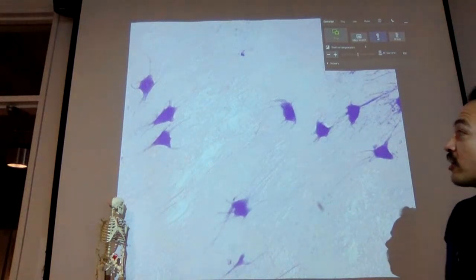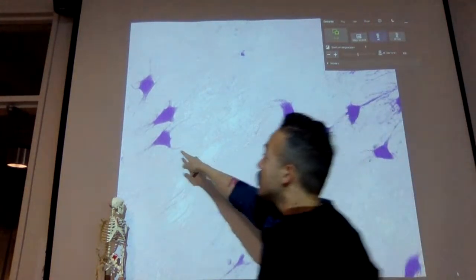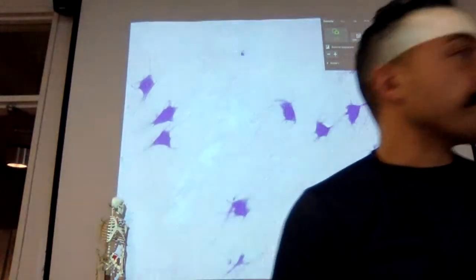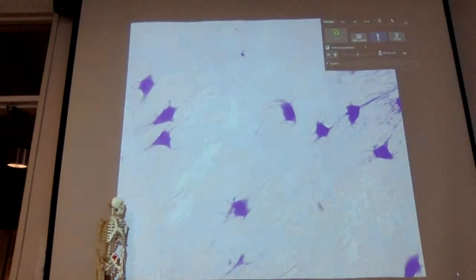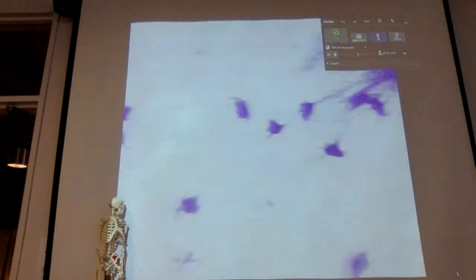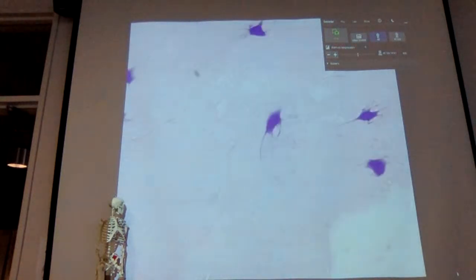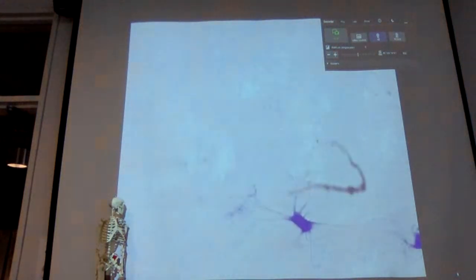You can see how big they are and how branched they are. You can see extensions at these different parts. Let me move around a little bit more. The reason why we have to smear it is so that we can see all these little extensions. Because if it weren't smeared, we wouldn't be able to see all the different parts.